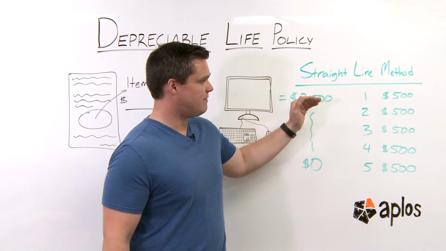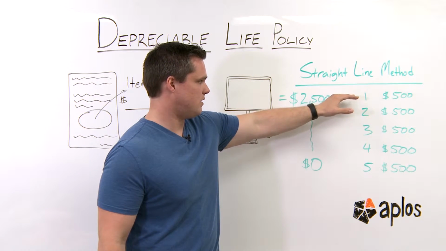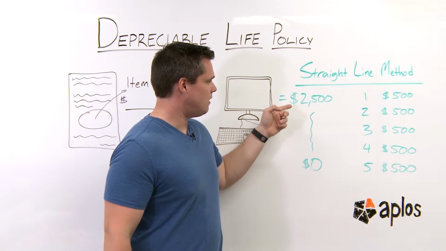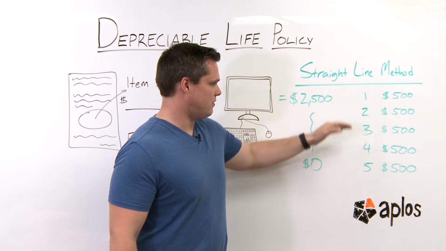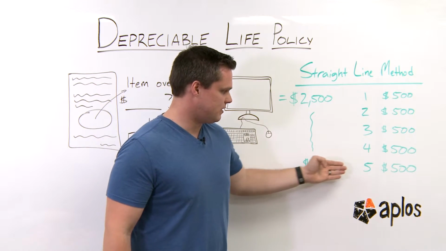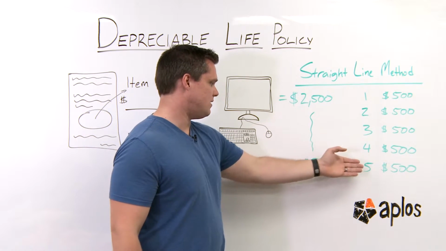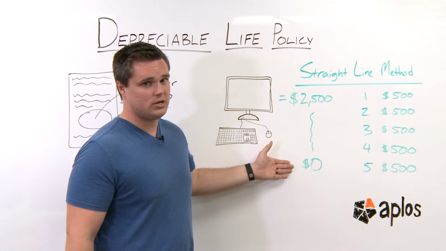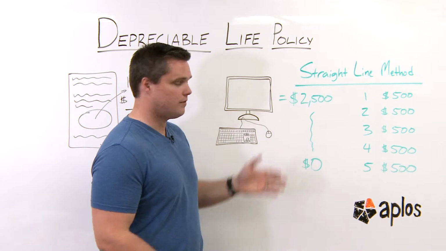So for the next 5 years, I'm going to post an accounting entry that basically reduces the value of this fixed asset on my balance sheet over the next 5 years. So year one is $500, two, $500, all the way down to the last entry in year 5. So at the end of the 5-year period, the fixed asset is worth 0 on your balance sheet, and you've spread the expense over 5 years.